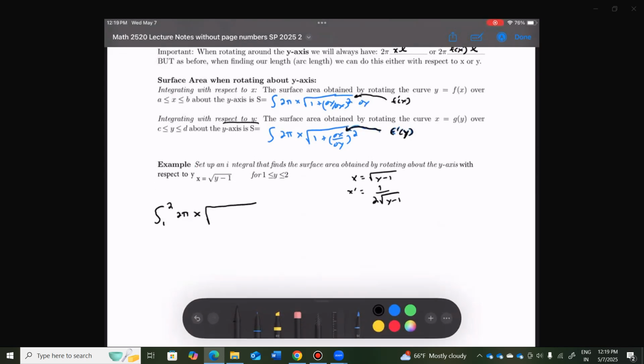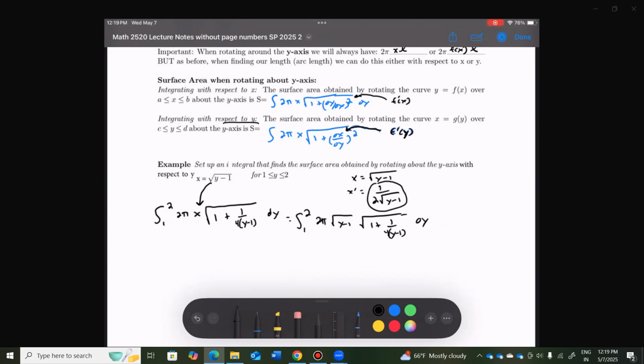Alright, so 1 plus 1 over 4 times y minus 1. That's 2 squared. That's this squared, basically. So I squared the top and bottom, dy. Right, now for x, I need my x in terms of y. That's why I was checking. I was wondering why I didn't have it like that at the beginning. But I just substitute this in, so it's an easy adjustment. Square root of 1 plus 1 over 4y minus 1, dy.